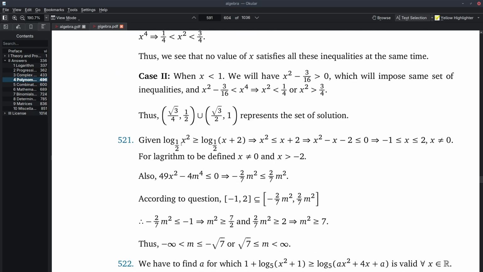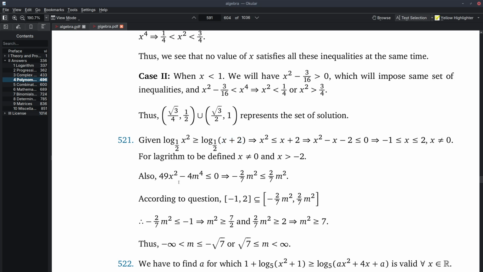Now we are given that log of x square with base half is greater than or equal to log of x plus 2 with base half. Now since base is less than 1, we say that x square less than or equal to x plus 2. That is, sign of inequality has changed. That is, x square minus x minus 2 less than or equal to 0. That is, it lies between minus 1 and 2. Those are the roots. But for the logarithm to be defined, x should not be equal to 0 and x should be greater than minus 2. If it is not greater than minus 2, then it will become negative.